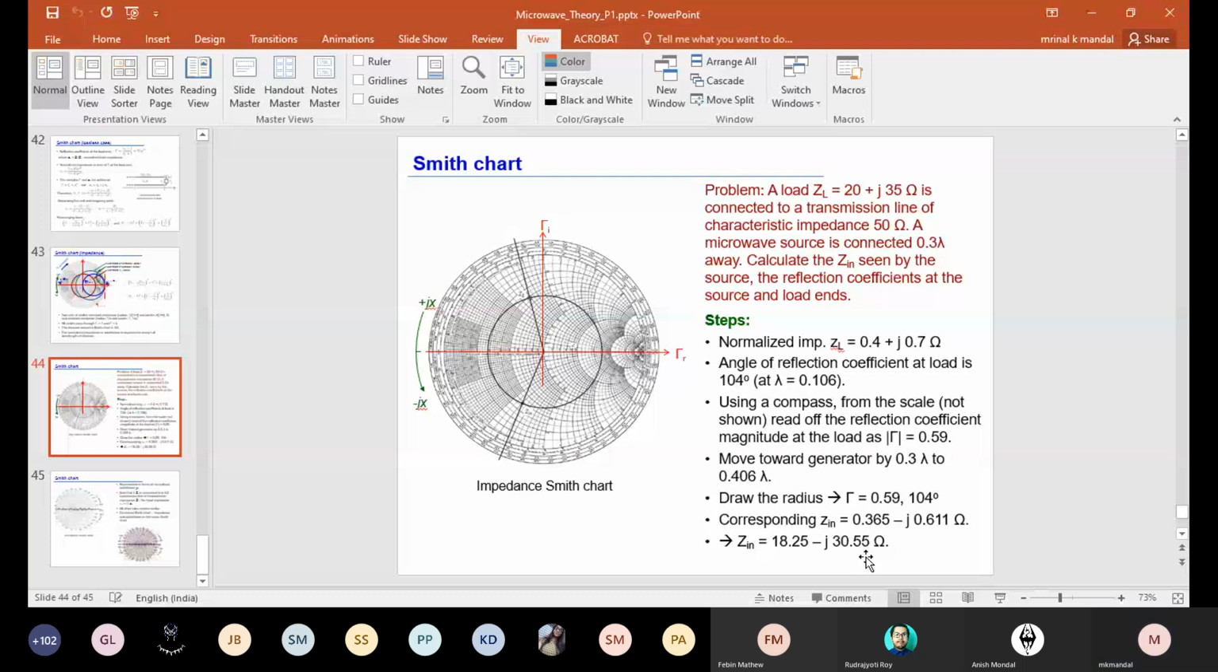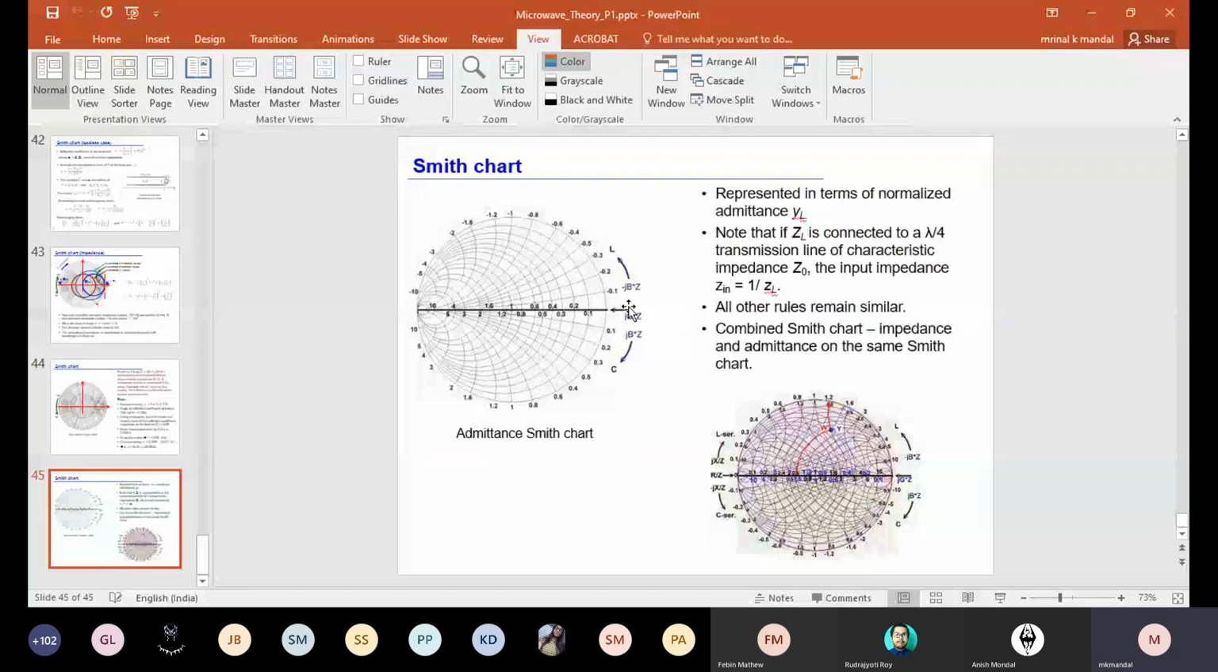Now, in the previous case we considered only resistance and reactance, but in some problems the conductance and susceptance are given. Then what to do? Particularly for parallel networks, which we call shunt networks, it is easier to handle with conductance and susceptance.